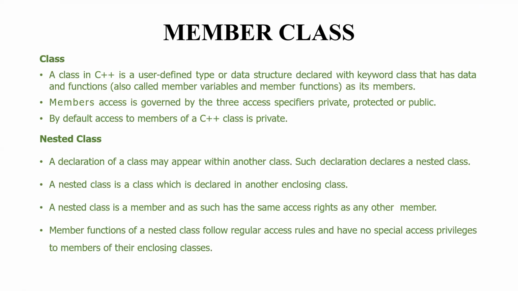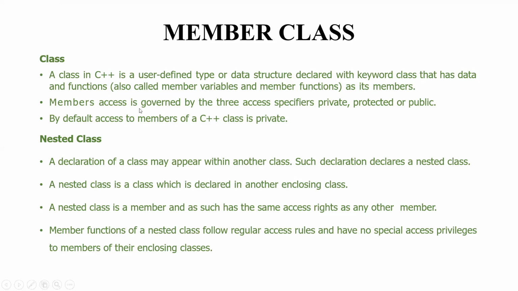Member class. What is a class? A class in C++ is a user-defined type or data structure declared with the keyword class that has data and functions in it. They are also called member variables and member functions as its members. So a class will have data and functions as its members.